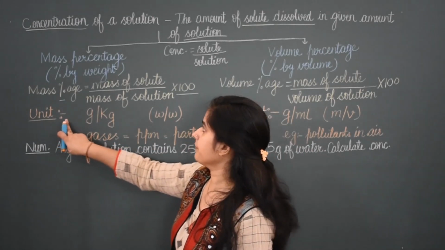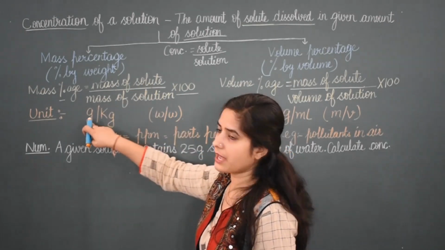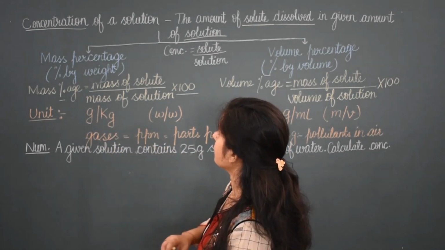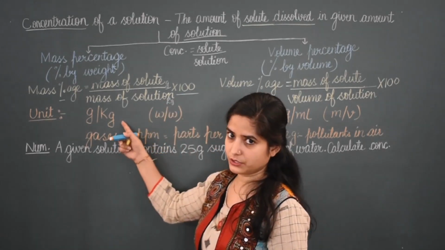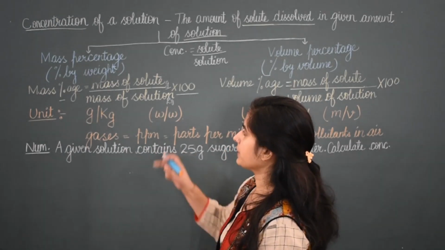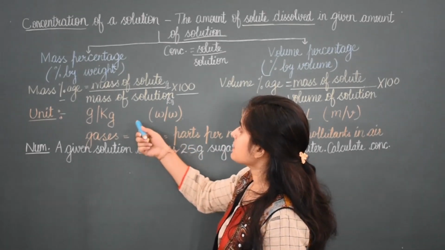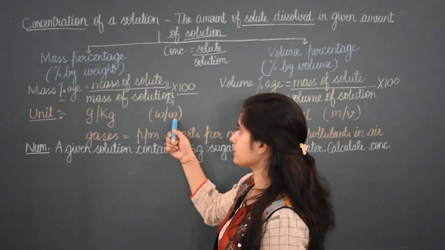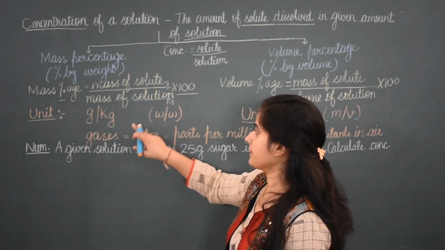Next is the unit. The unit of mass percentage: mass of solute is measured in gram, mass of solution is measured in kilogram, so it becomes gram per kilogram, and we can also put simply percentage. We can write percentage by mass or percentage by weight. It is weight by weight, meaning solute is also taking weight and solution is also taking weight. It is written on some materials where we find it.